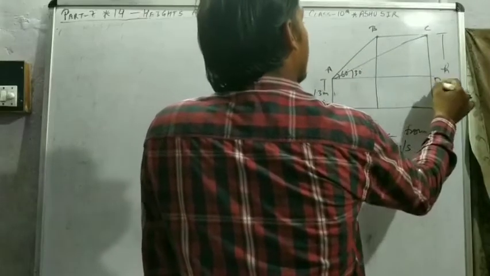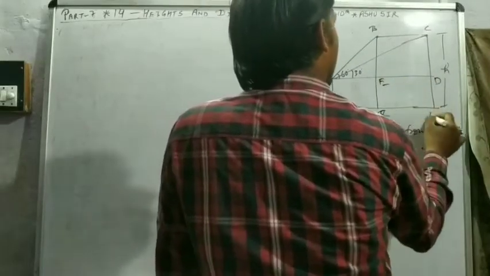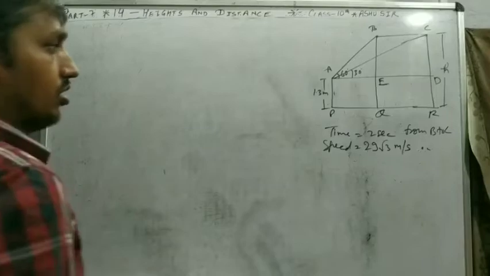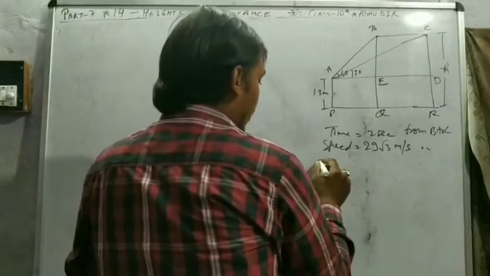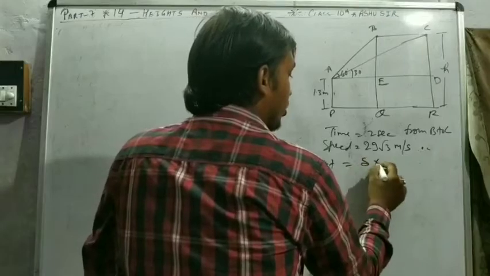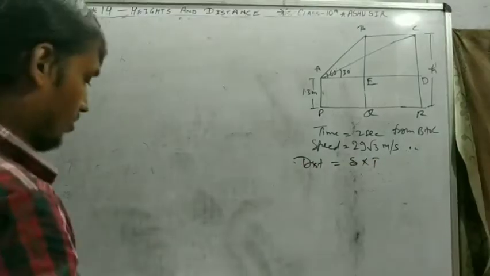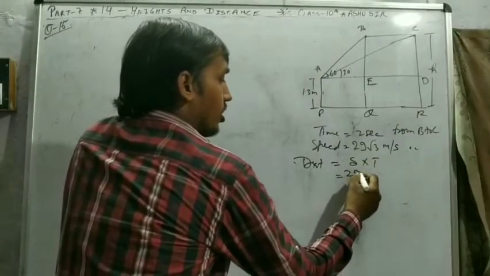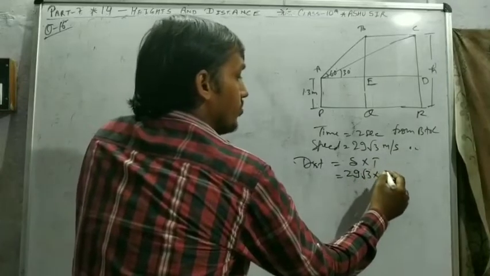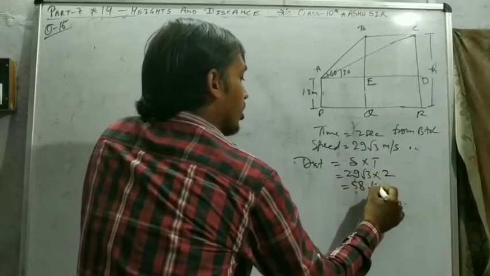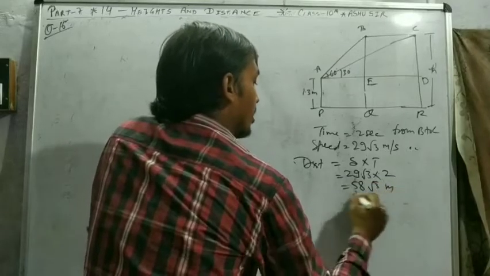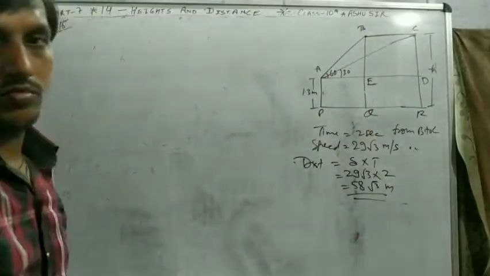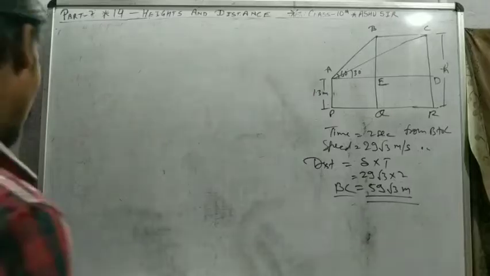So name them. Same two triangles, we want to combine them. But time and speed are given, so you can find the value of distance: speed into time. So distance equals speed into time. Speed is given as 29√3 into time 2, that is 58√3 meters, the distance between B and C. Then combine the two triangles.